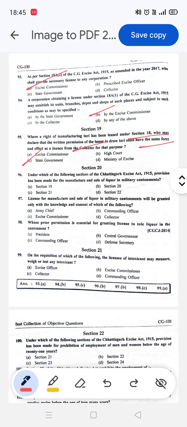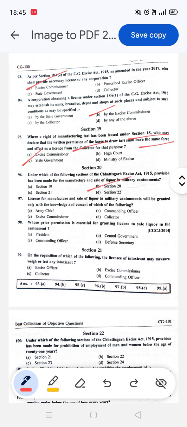Question number 96. Under which of the following sections of the Chhattisgarh Excise Act 1950 provisions has been made for the manufacture and sale of the liquor to the military cantonment? So here option B, section 20 is correct.